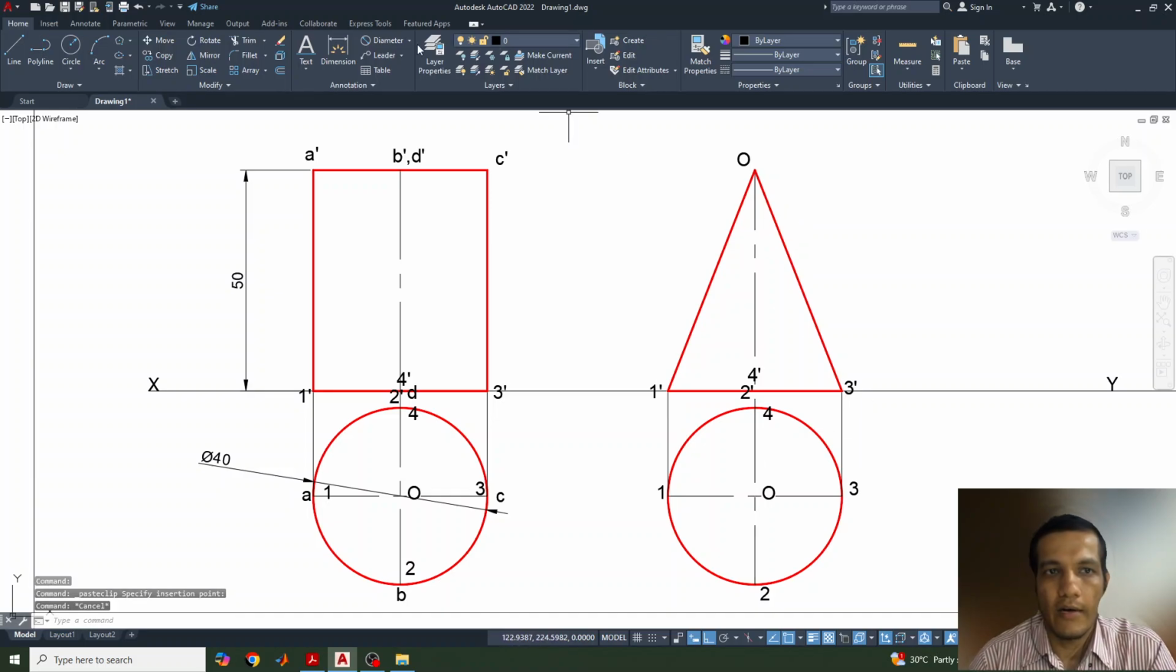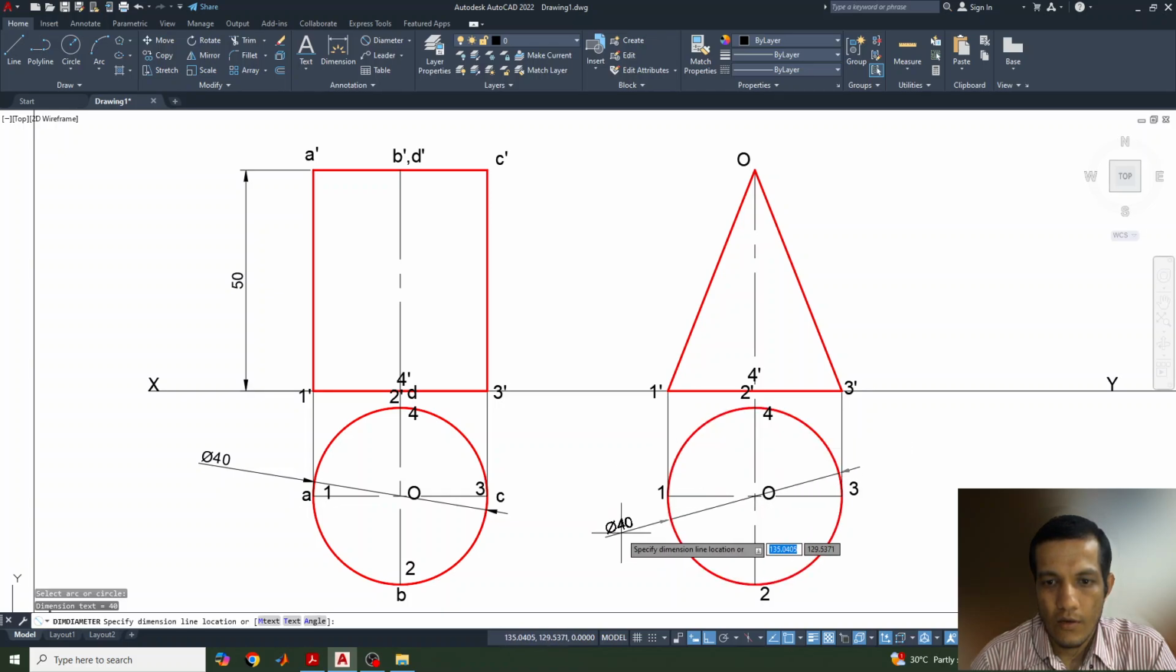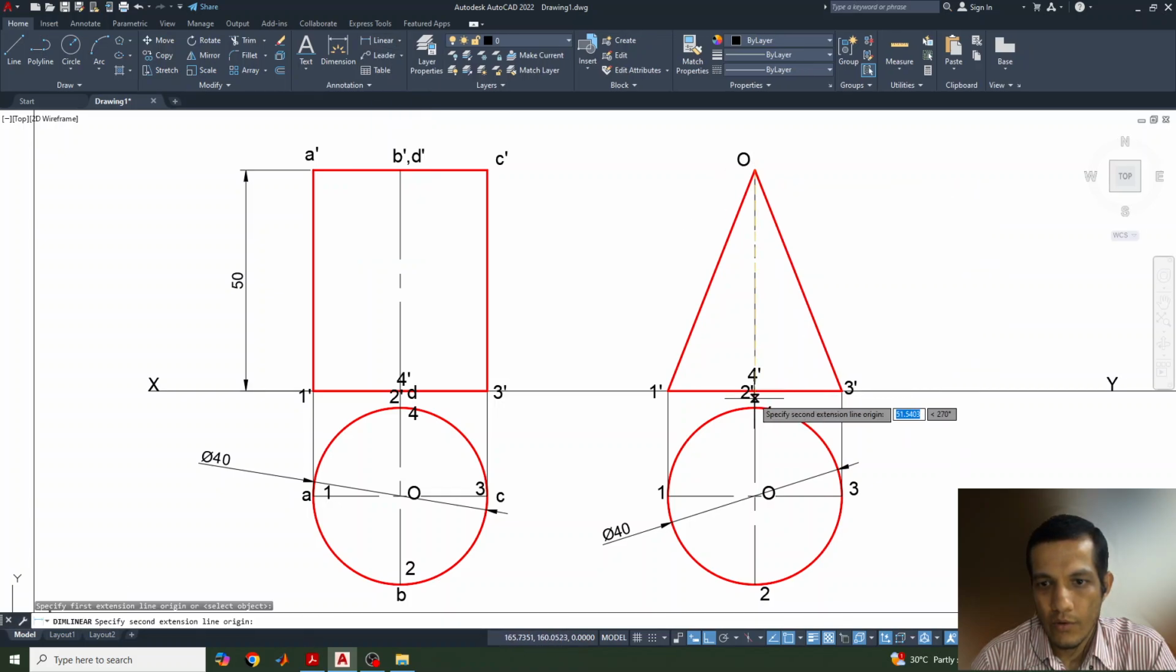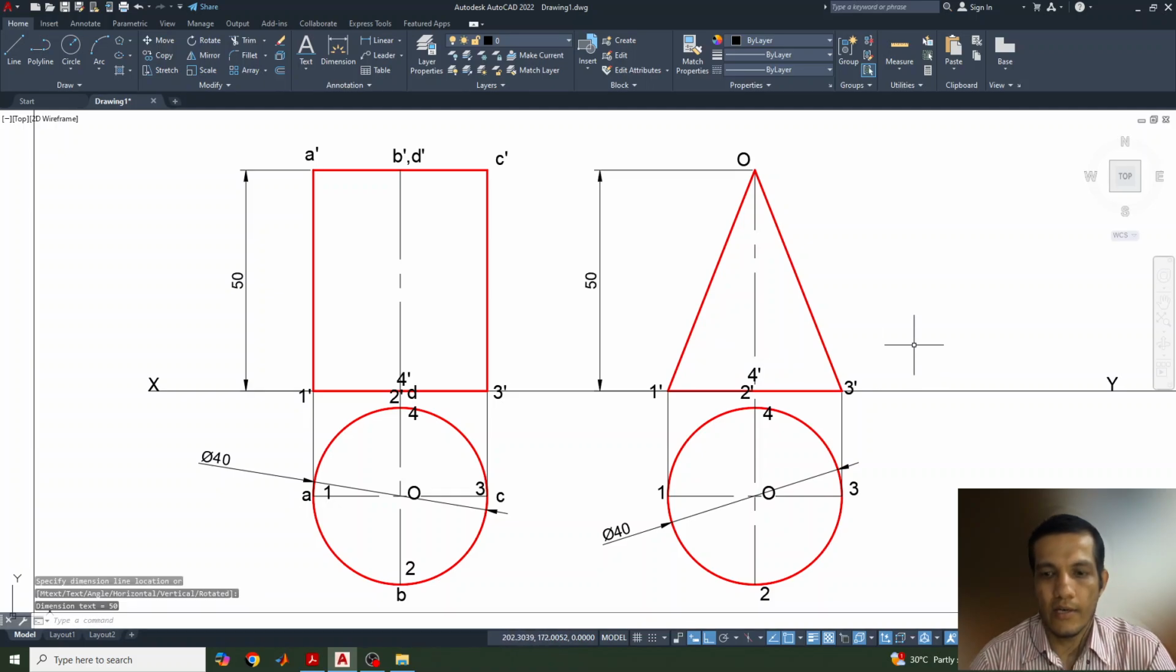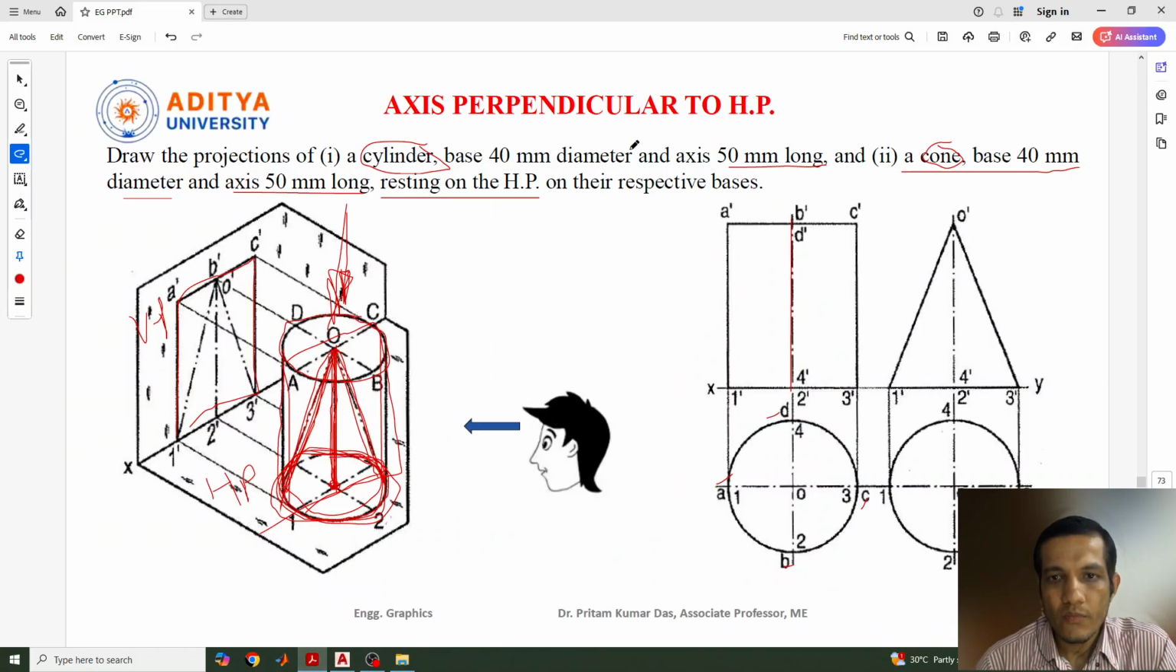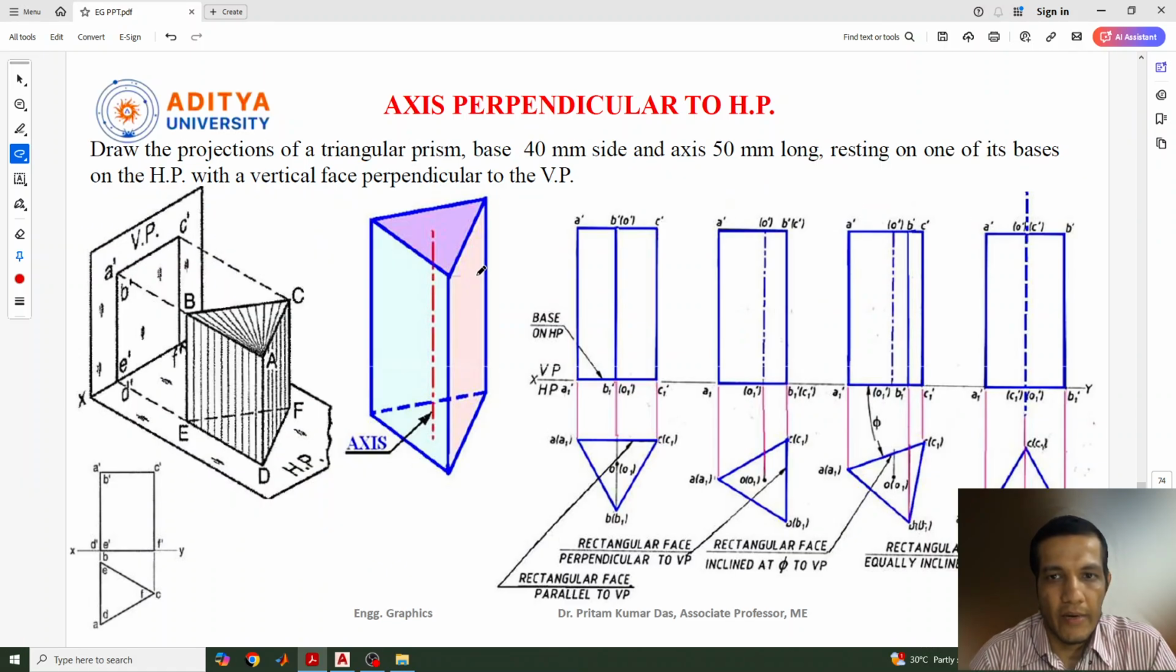And here also the same dimension needs to be marked, diameter you can give it here 40, and the linear height from here to here, 50 is there. So this is all about the projection of solid when the axis is perpendicular to the horizontal plane. So this is one part of the axis. Let's see another example here, one small example I'll show you. Now when the axis is perpendicular to HP but the position is different.